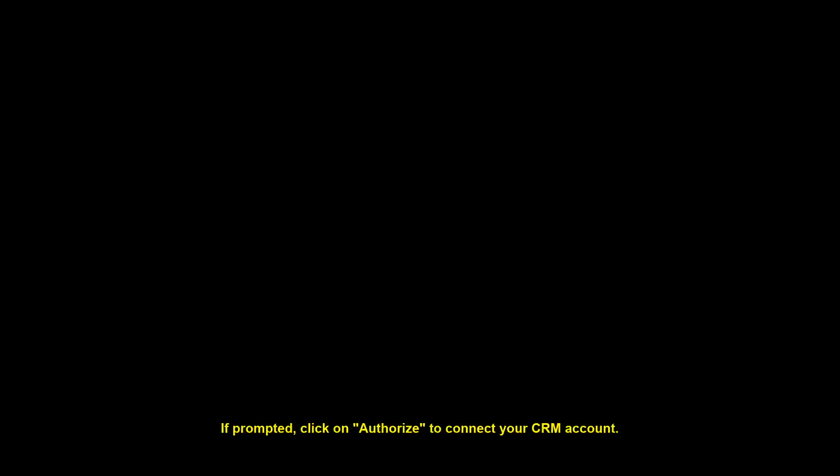If prompted, click on Authorize to connect your CRM account. Follow the steps to authorize WPForms to access your CRM data. Return to the Form settings and proceed to the Marketing tab. Choose the integration you just set up from the available options.